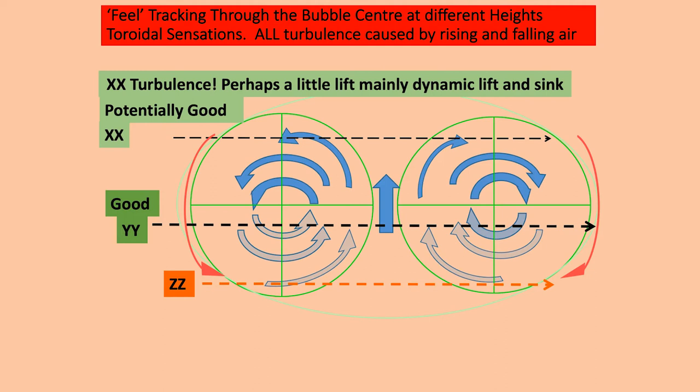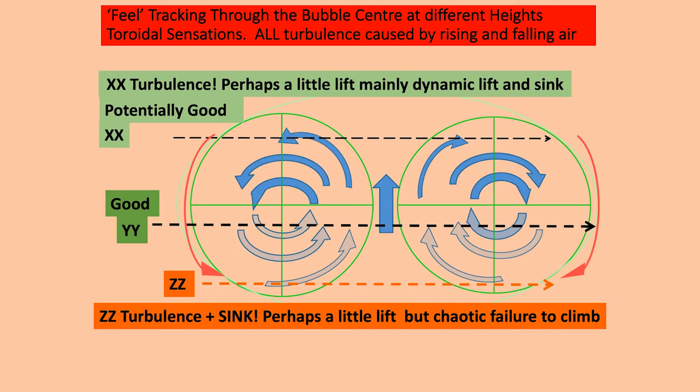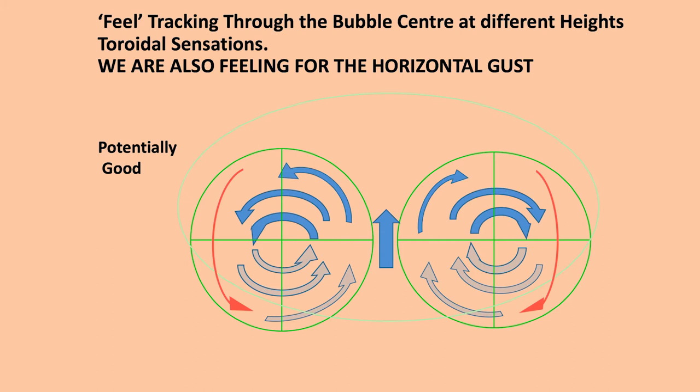Down the bottom here, you may get some turbulence and sink. Perhaps a little lift, but it's chaotic and you will fail to climb. Feel tracking through the bubble centre at different heights then, we're also feeling for the horizontal gusts.